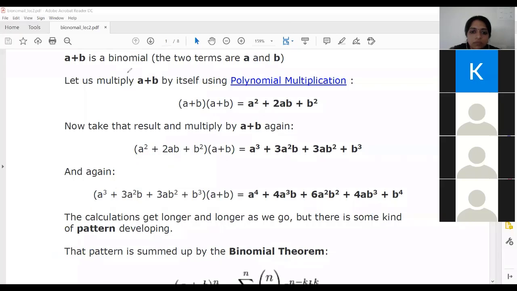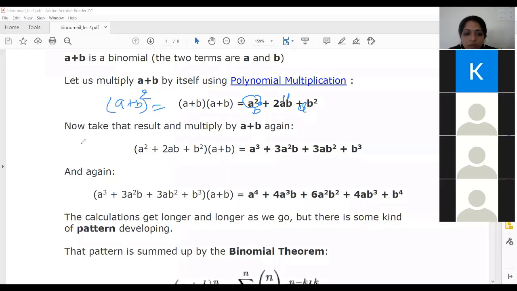See, this one is a plus b, the whole square. So the power of a is first 2, then the power of a is 1, then the power of a is 0, right? And for the second term, the power of b is 0, then 1, then 2.